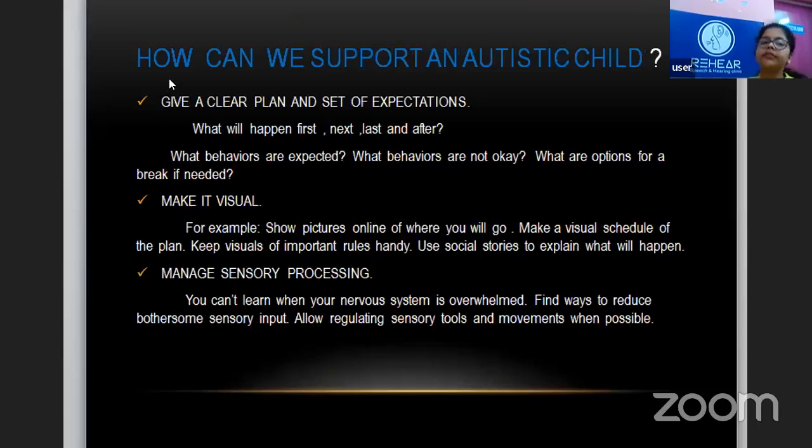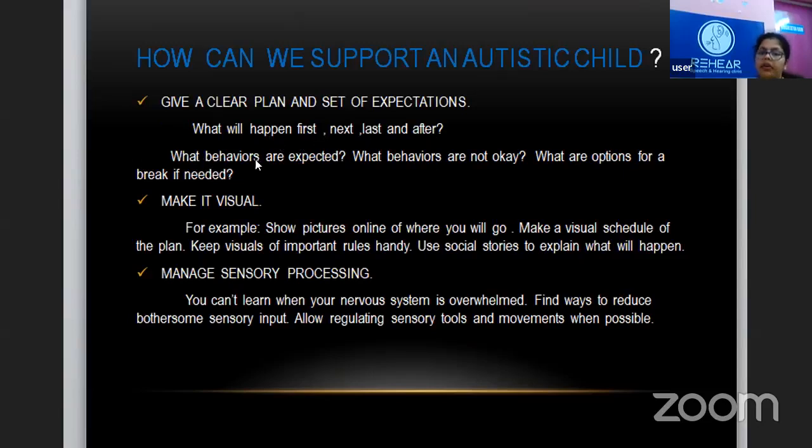So how can we support an autistic child? To give them a clear plan and set of expectations. First, we give them a clear plan, like put the water bottle on the table. So that's a clear plan. But we have to analyze what would happen if he is not going to do that. We need to mentally prepare ourselves. If this does not happen, we are going to change it, or replace it, or go with that child's lead. We need to plan what will happen first, next, last, and after.